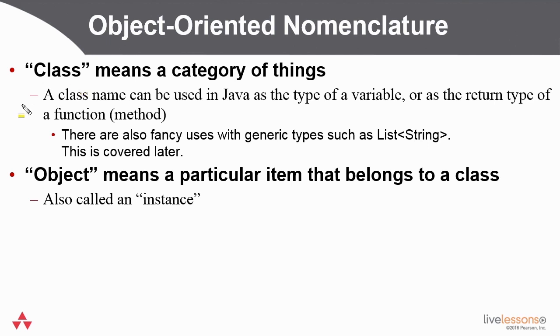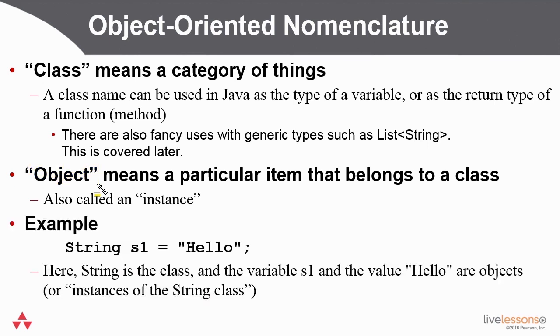The word object is not synonymous with the word class. Class means a category, object means a particular item that belongs to the category. It's sometimes also called an instance. So for example, String is a class. The variable s1 or the value "hello" are objects. They're instances of the String class.